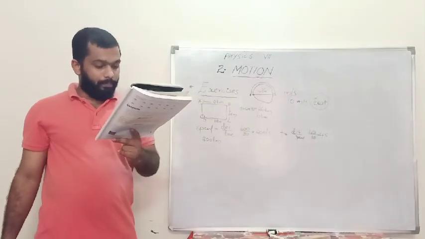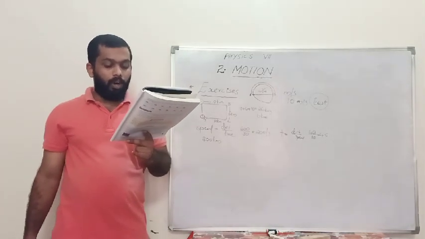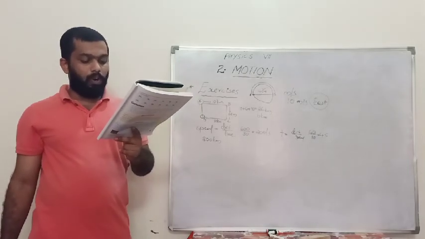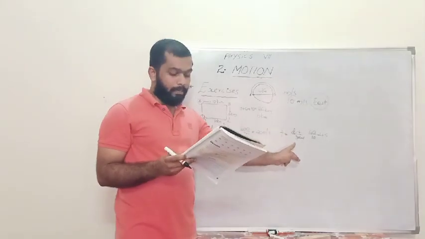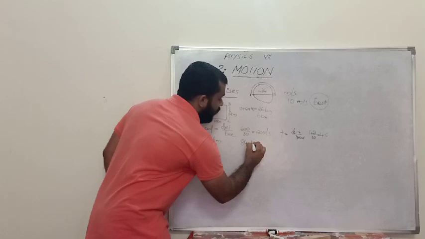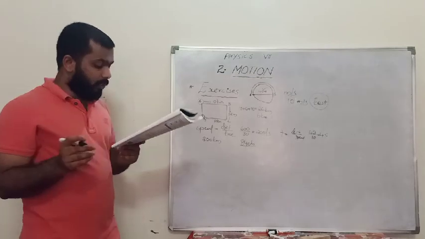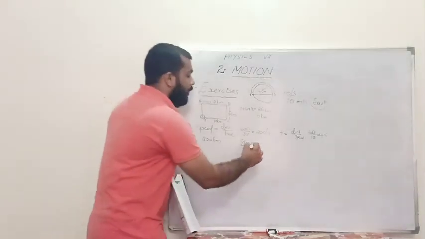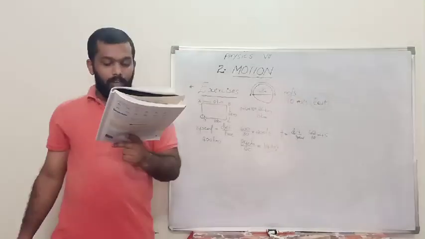Then the sixth one: a train covers a distance of 840 km with a speed of 60 km per hour. How long does it take to finish the journey? Same, you have to calculate distance divided by speed. Distance is 840 km, speed is 60 km per hour. So what will be the answer? The answer will be 14 hours. It will take 14 hours to cover the distance.